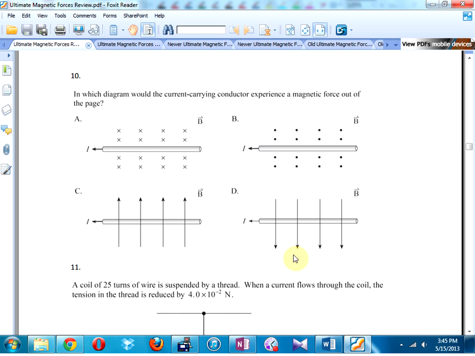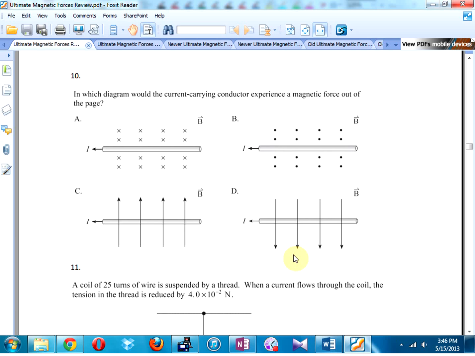Which way is the current in all 4 diagrams? Because that's not changing, point your thumb to the left. Which way must the magnetic field be for you to get your palm facing out of the page? Let's see. In all 4 of these, which way is the current? To the left. Point your thumb to the left.